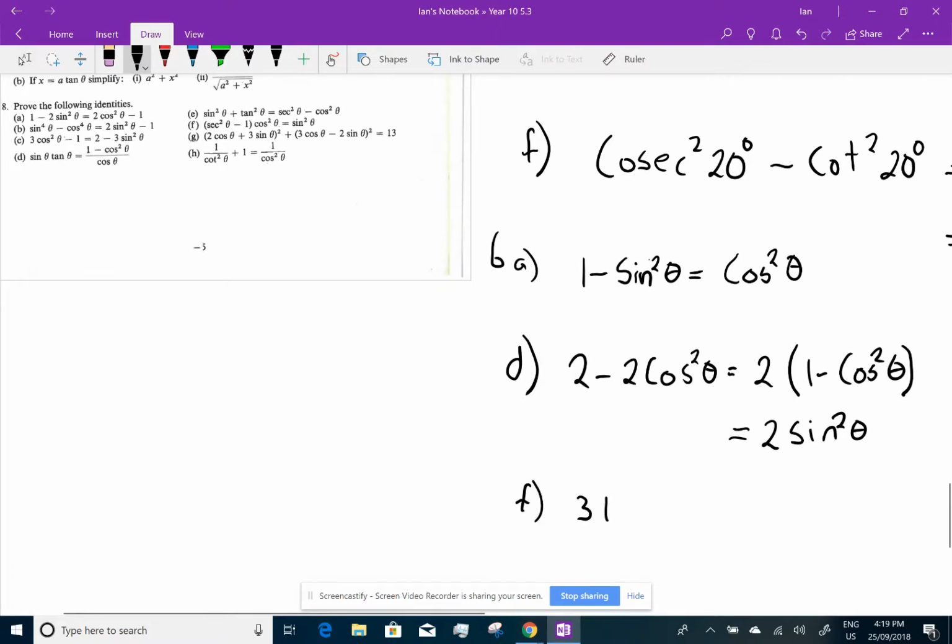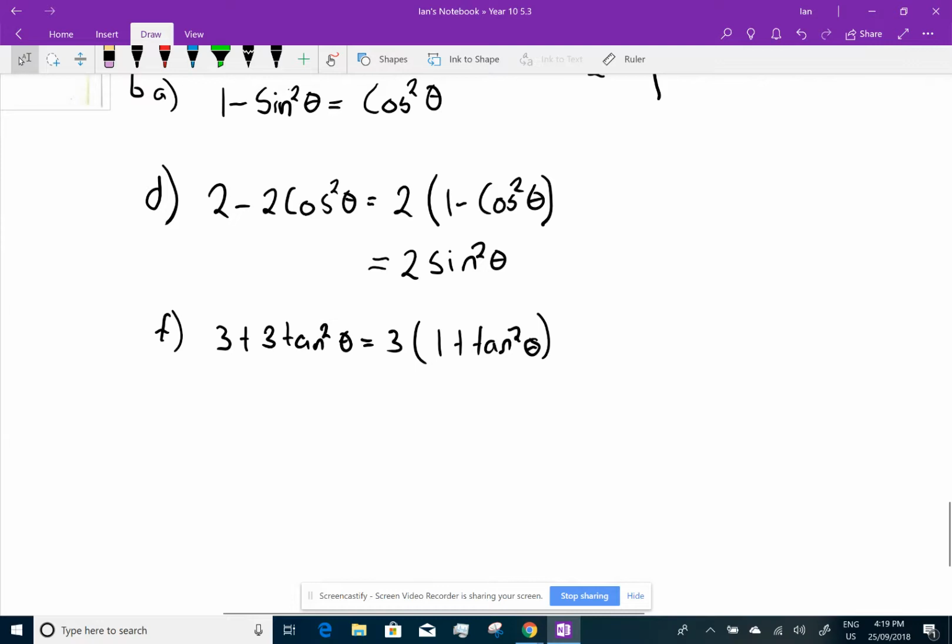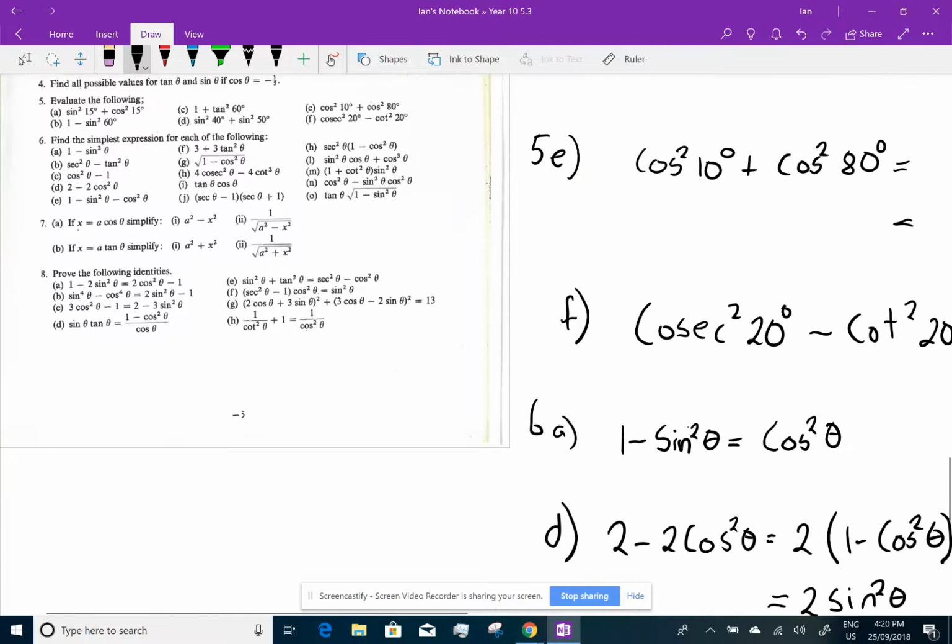And we've got 3 plus 3 tan squared theta. We'll take the 3 out, which will leave us with 1 plus tan squared theta. And we know that tan squared theta plus 1 is sec squared theta, so that's going to be 3 sec squared theta. And there's your F. Let's go along. What else have we got here?